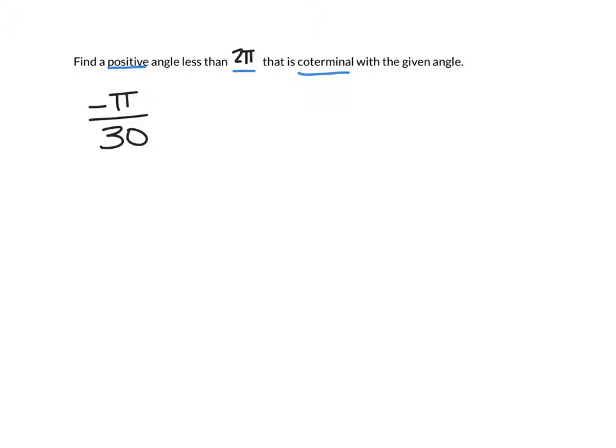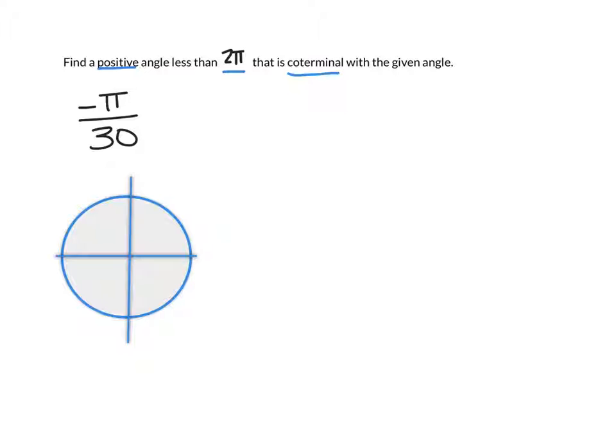So the first thing I like to do is draw my unit circle. Here I have the unit circle, and I'm just going to mark off some important positions. So a full positive turn around the circle, starting here at 0 and then going all the way around to here, that's going to be an angle of measurement 2 pi.